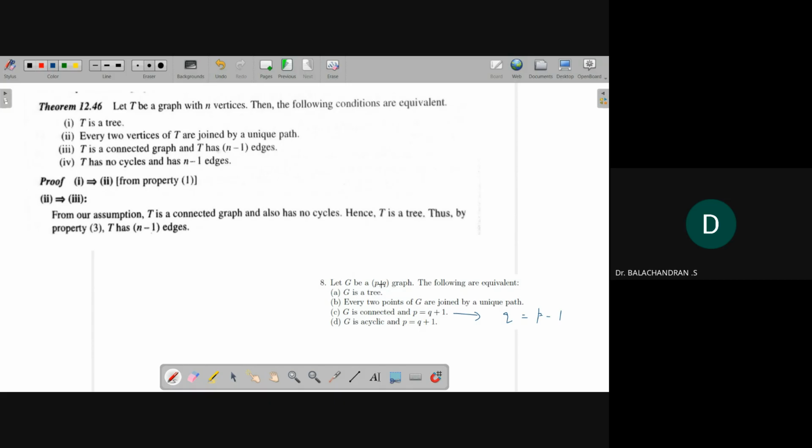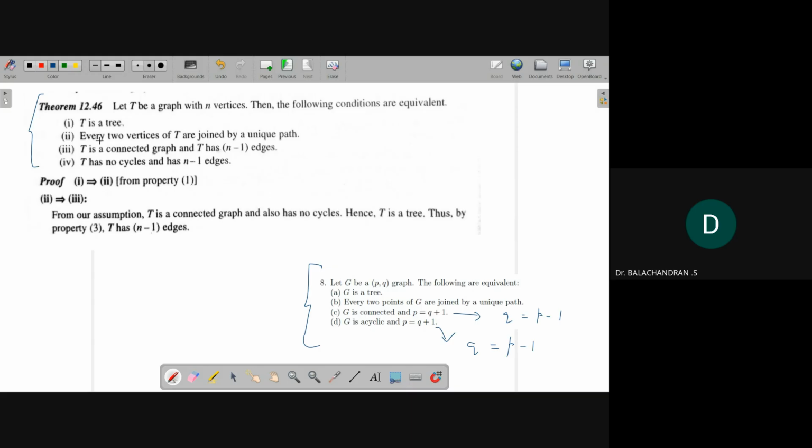So the number of edges is P minus 1. Here the number of edges is n minus 1, where n is the number of vertices. Similarly, the last one: acyclic means no cycle and it has n minus 1 edges. From this also Q is equal to P minus 1. So these four conditions are the same as these four conditions. Now, one implies two we already proved.